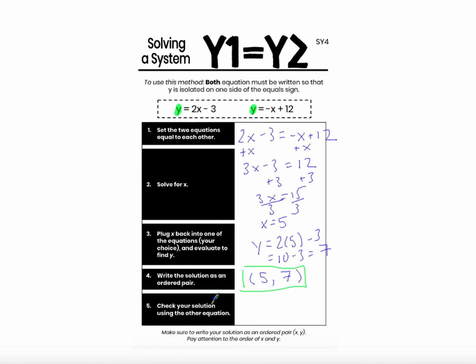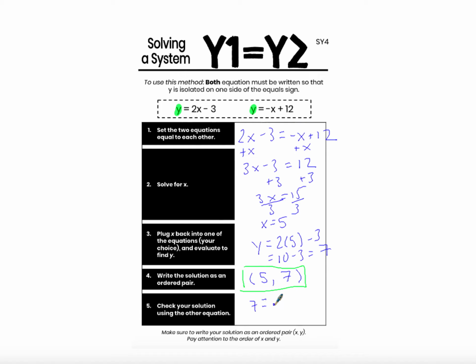In my directions, I say to check my solution using the other equation. As long as I plugged x in and did my computations correctly, we would assume that (5, 7) is a solution to this first equation that I used. I can check that mentally. Does 7 equal 2 times 5 minus 3? Does 7 equal 10 minus 3? Yep, 7 equals 7. You can always check with both equations, but more importantly is to check using the other equation that I haven't already used.